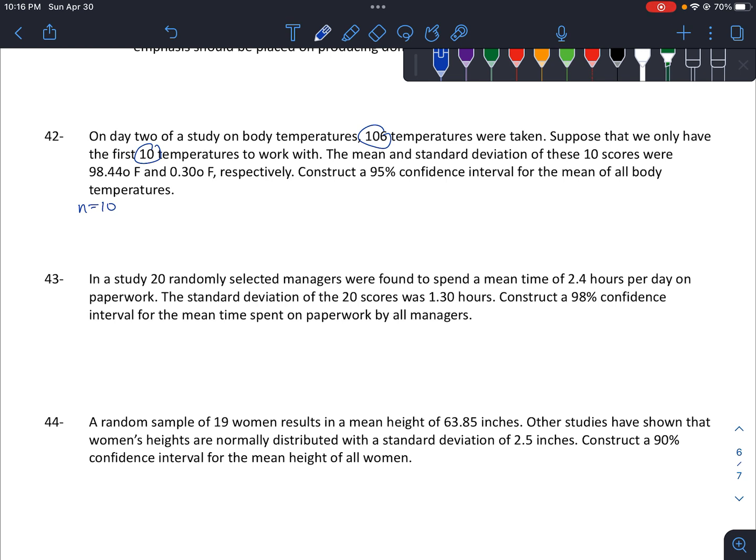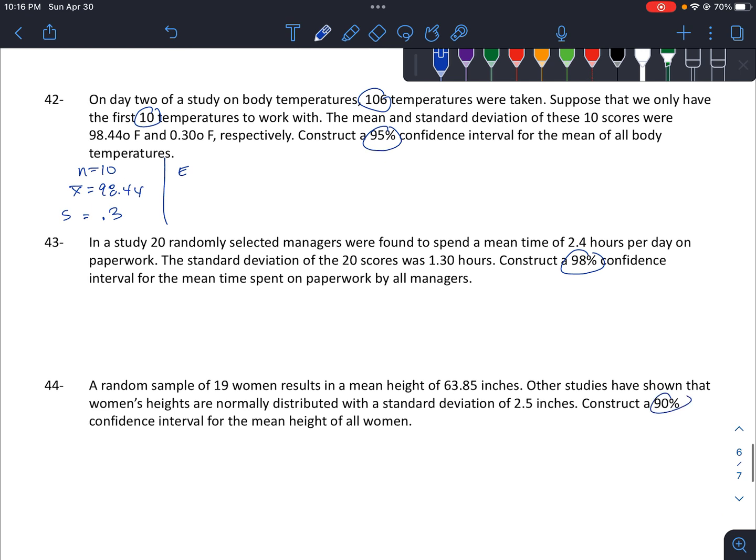The mean and standard deviation of those 10 were, so the mean is going to be 98.44, and the standard deviation is equal to 0.3, I believe is what it's saying, yeah. So also I should use an s since it's a sample. Okay, construct a 95% confidence interval for the mean. So we're going to first find the margin of error, then we're going to find the confidence interval. So notice that in each of these, we have a 95%, there's a 98%, and a 90%. That should not say 98%, that should be 99%. Sorry about that.